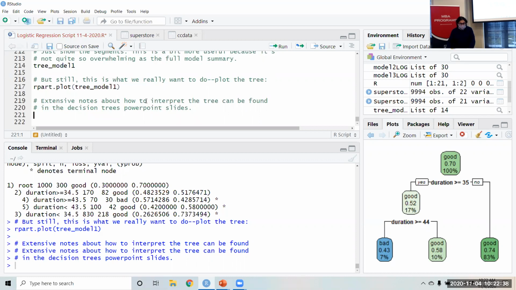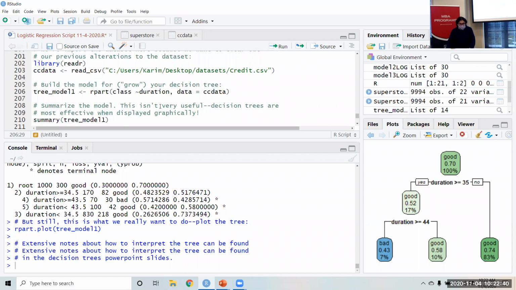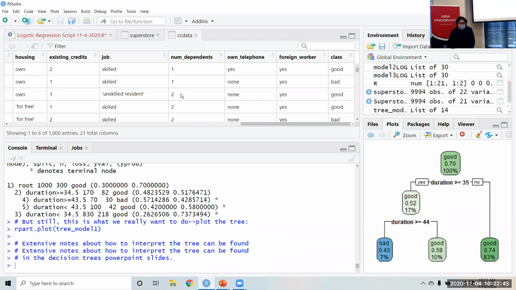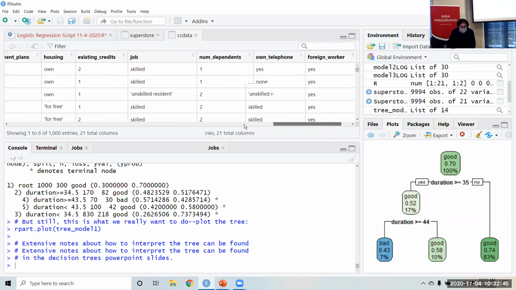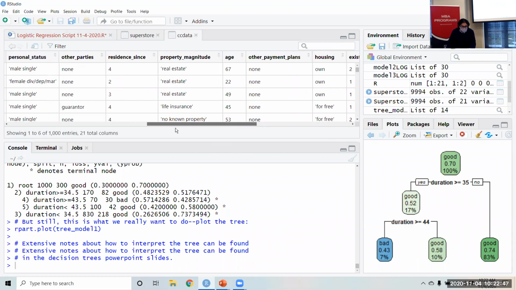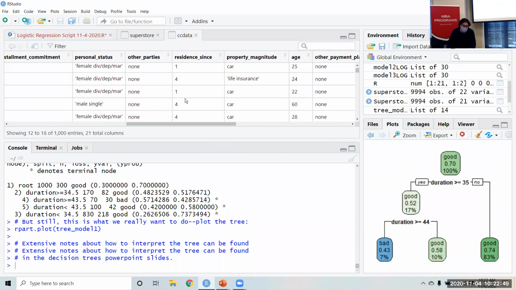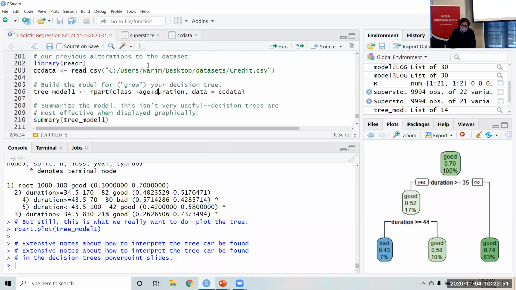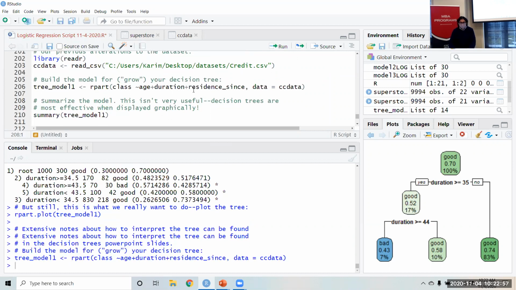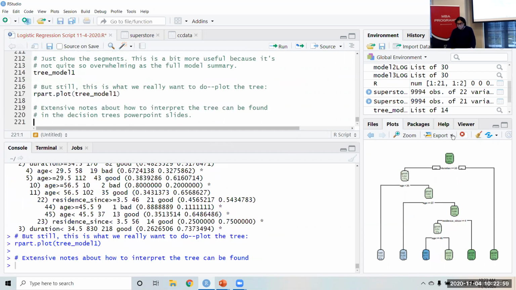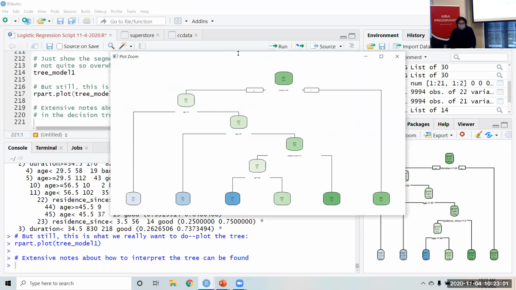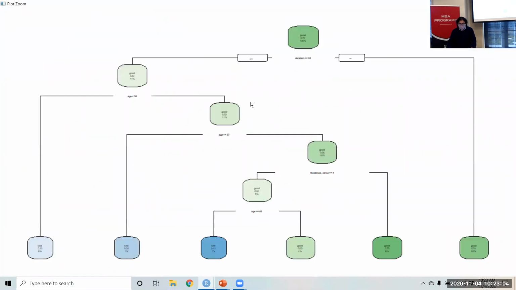So what did we have before? We had age and duration. And let's maybe try adding something. Let's see what we have: age, duration, residence since. So how long they've been at their location. We'll try that. Plus residence since. And we plot it, and let's zoom in a little bit and see what R gave us, right?